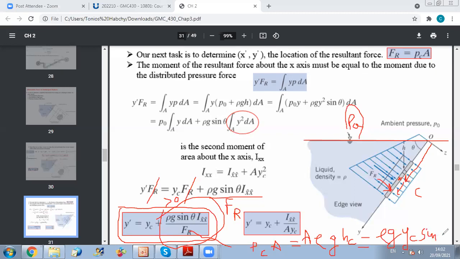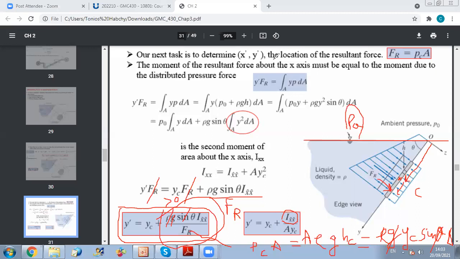So now in this particular case, what will happen? You can do some simplifications. You have here rho g sine theta in the numerator, and also in the denominator you have rho g sine theta. Okay, so the remaining terms will be Ixx, the inertia about the x-axis passing by the centroid, over the area times yc.